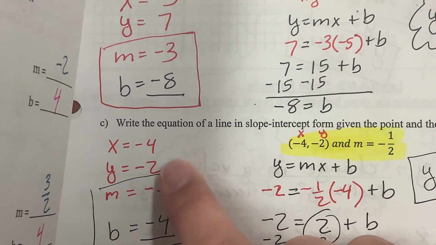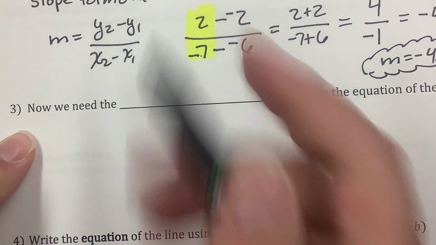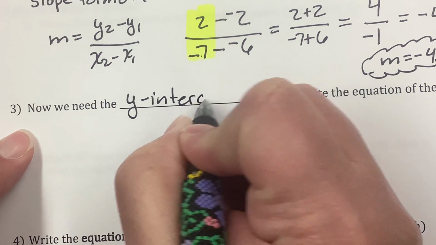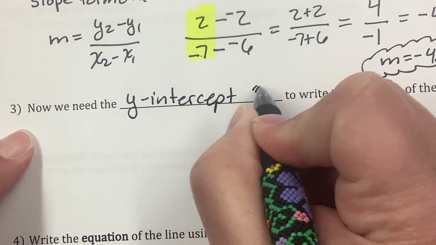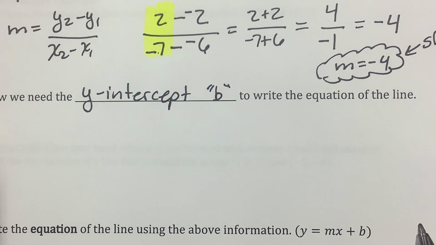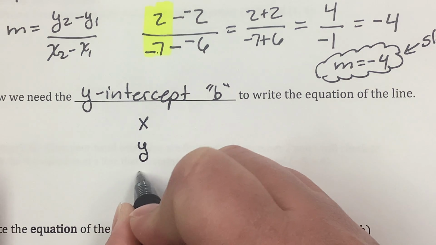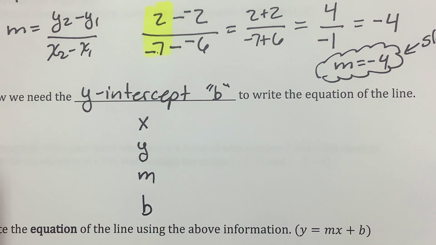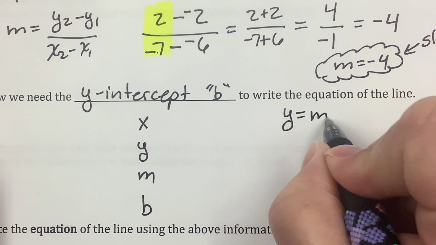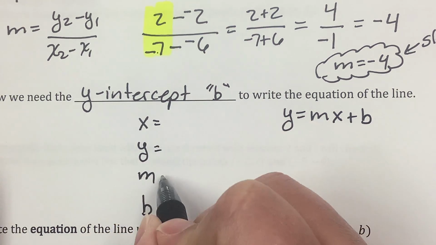Remember x, y, m, b? I'm going to write that down. Now we need to find the y-intercept, the b, to write the line. In order to write that, you need x, y, m, b. Remember x, y, m, b? And you need that equation, y equals mx plus b. And now we're going to fill in an x and a y.